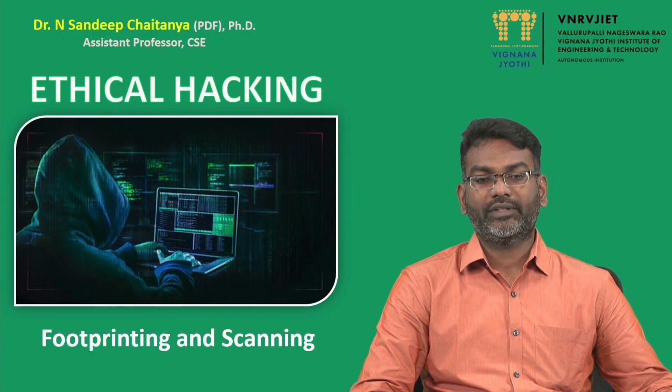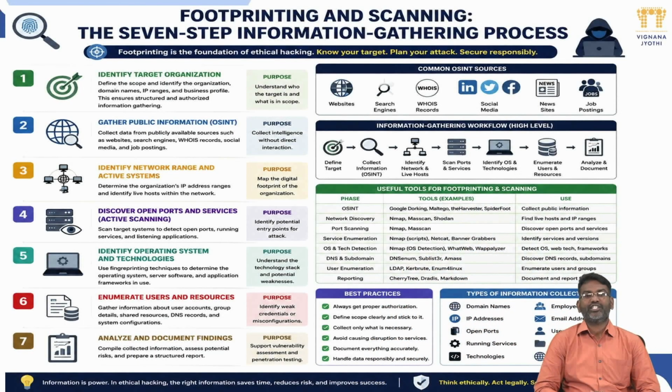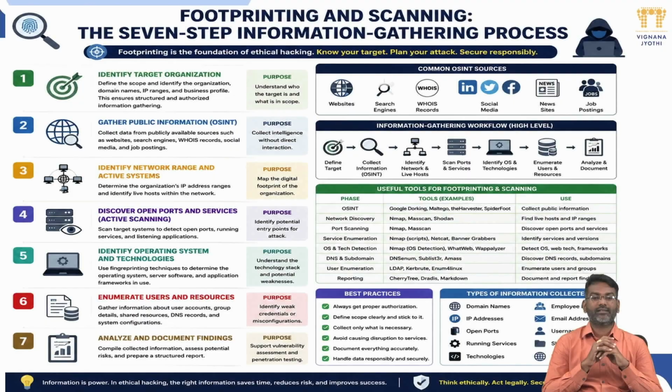First of all, going with footprinting and scanning, we'll traditionally follow 7 steps for the information gathering process. Footprinting is nothing but information gathering, as I said right now. First, we will identify the target organization, concerned with the domain names, IP addresses, and their own business profile. Everything will be properly identified.